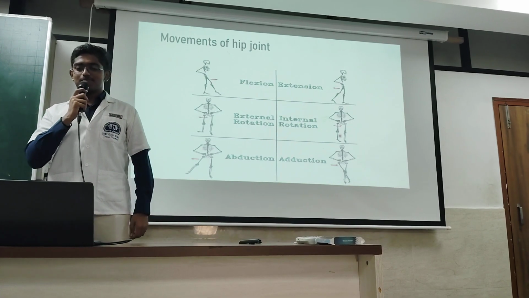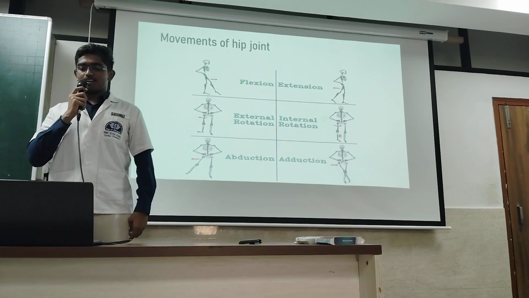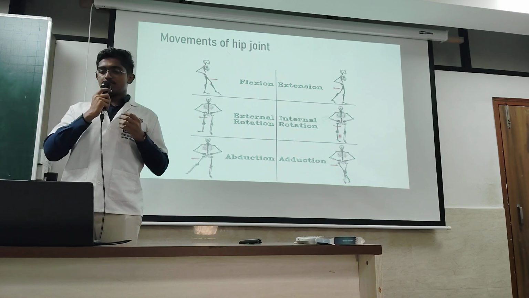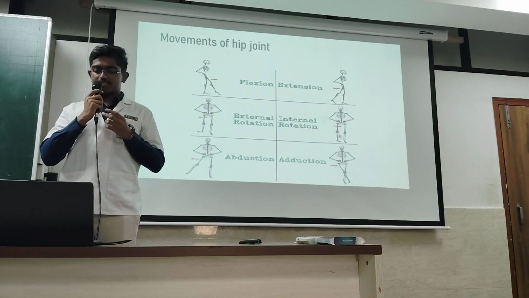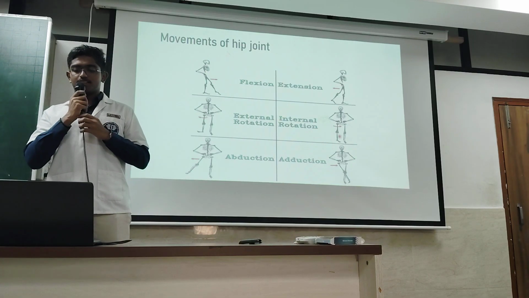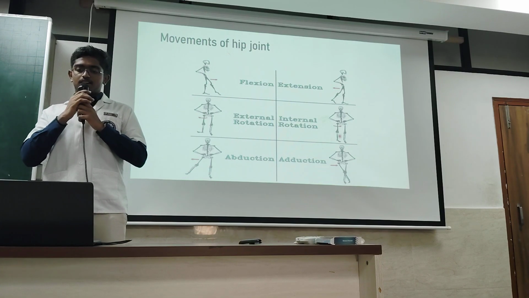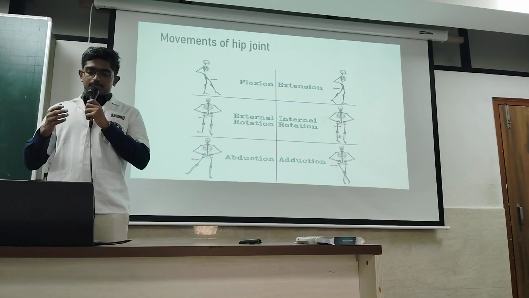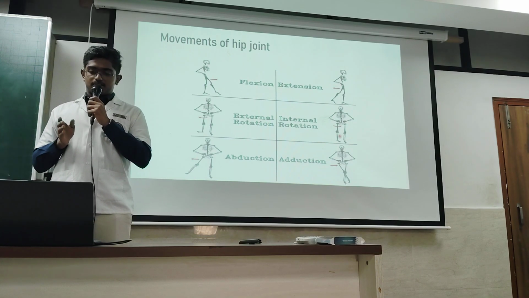The movements of the hip joint. Movements of the hip joint are flexion and extension, external rotation, internal rotation, and abduction and adduction. The flexion and extension is in the transverse axis.